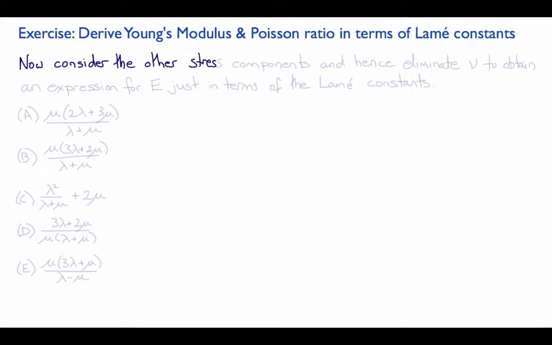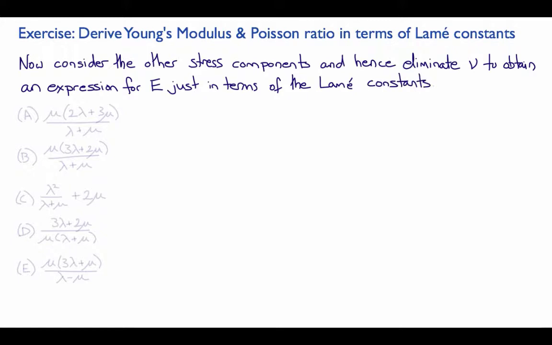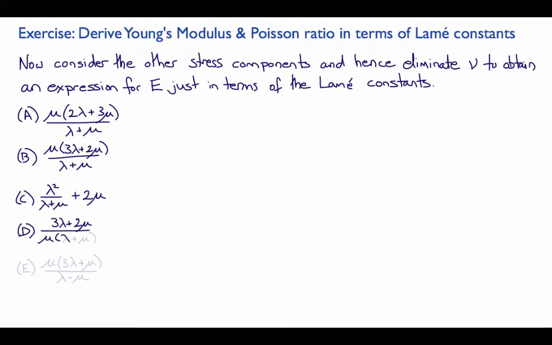Now let's consider the other stress components in this problem and use them to eliminate nu from the previous answer to obtain an expression for the Young's modulus E only in terms of the Lamé constants, lambda and mu. Did you get A, mu times 2 lambda plus 3 mu, all over lambda plus mu? B, mu times 3 lambda plus 2 mu over lambda plus mu? C, lambda squared over lambda plus mu plus 2 mu? D, 3 lambda plus 2 mu over mu times lambda plus mu? Or E, mu times 3 lambda plus mu over lambda minus mu?